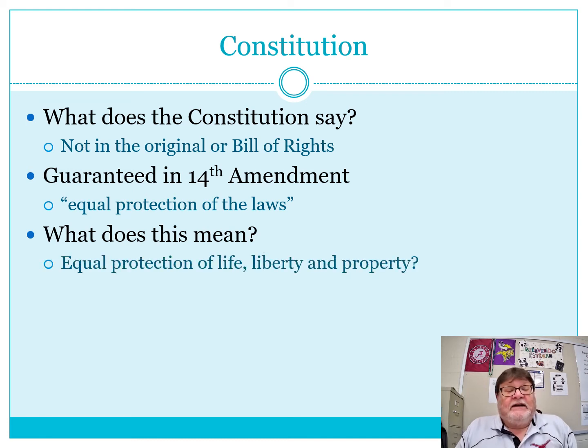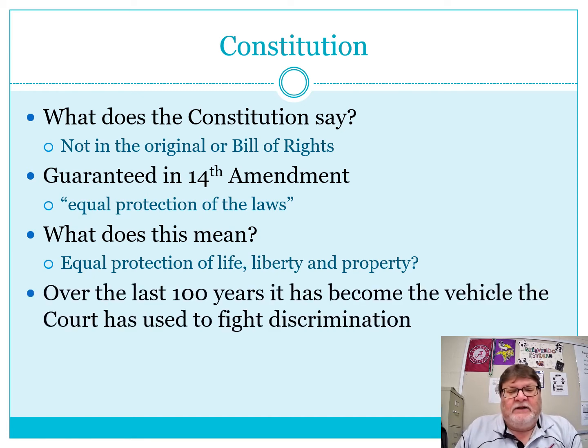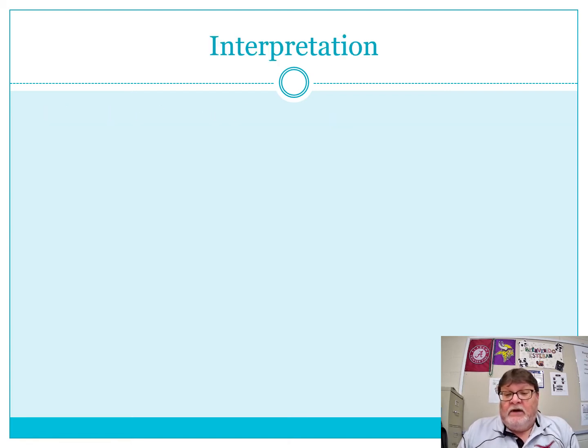So, what does it really mean? We're going to have to interpret this. Does it mean equal protection of life, liberty, and property, right? The natural rights of John Locke, pretty much put into the Declaration. Here's where we start. Over the last 100 years or so, equal protection in the 14th Amendment has become the vehicle the court has used to fight discrimination. And that's kind of where we're going to start.